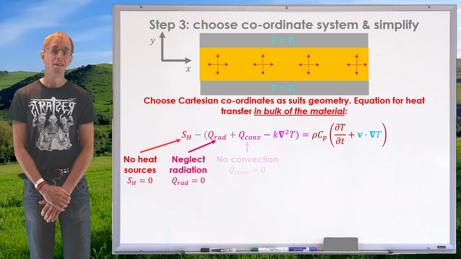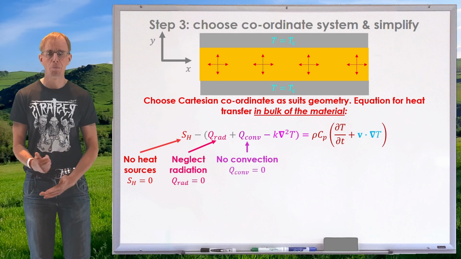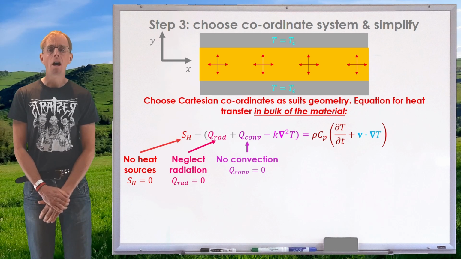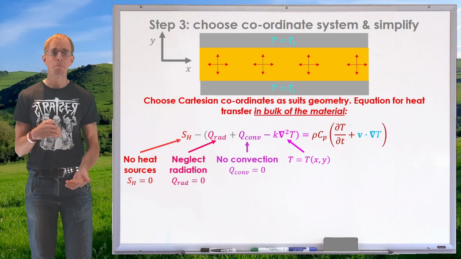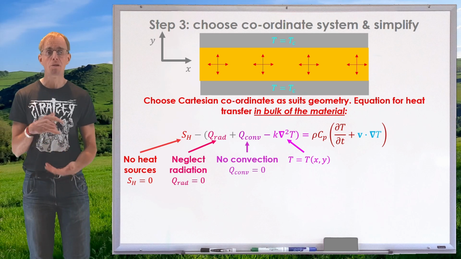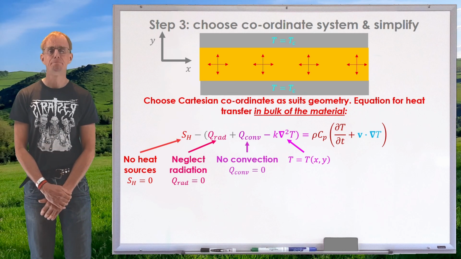I'm going to neglect convective heat transfer. Those two modes don't exist, particularly within the bulk. I do, however, have conductive heat transfer, and heat conduction can happen in both of my coordinate directions, both in X and in Y, because of the two-dimensional nature of the cooling problem.